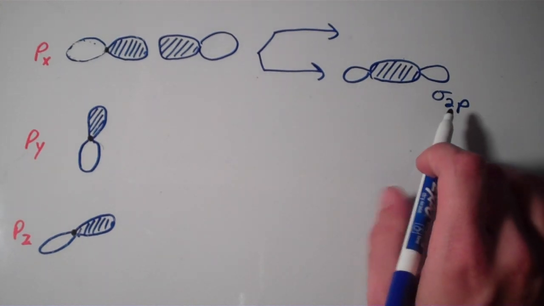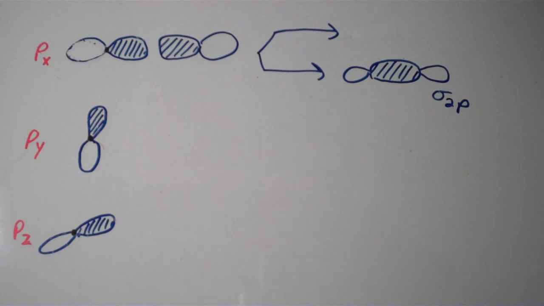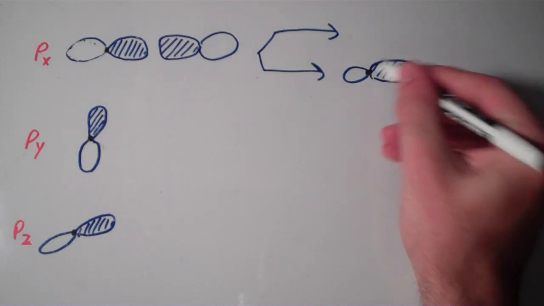Sigma comes from the shape of the bond. It's sort of analogous to a sigma bond if you think back to valence bond theory, because there's a head-on interaction. This orbital is cylindrically symmetrical about the internuclear axis. So these are the two nuclei.